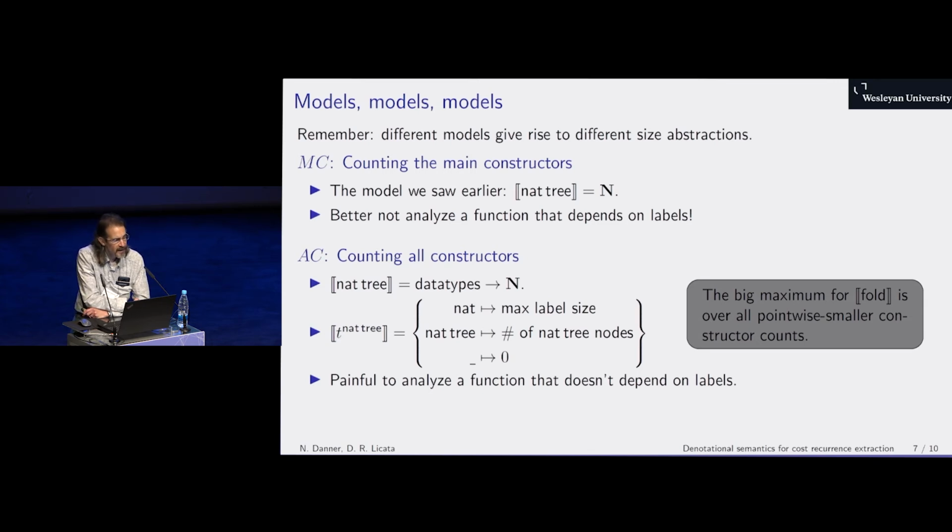That's one where you interpret nat tree as N, and when I say N here, what I really mean is the natural numbers with a top, so you have an infinity element to always be able to take the maximums that show up in the interpretation of fold. That's all well and fine, but if you have in front of you a function that takes a nat-labeled tree and adds up all of the nats on all of the labels to give you a result, you're going to run into trouble with this model.